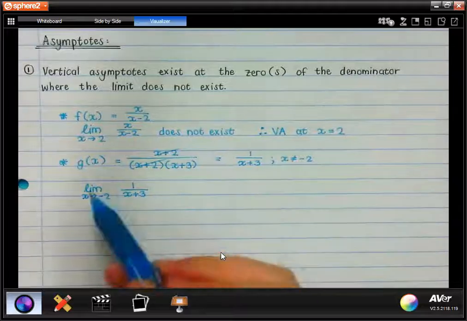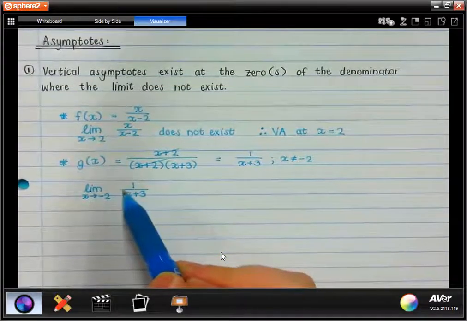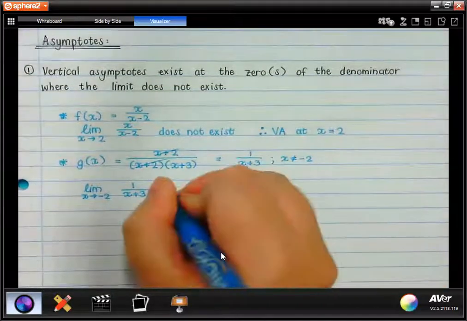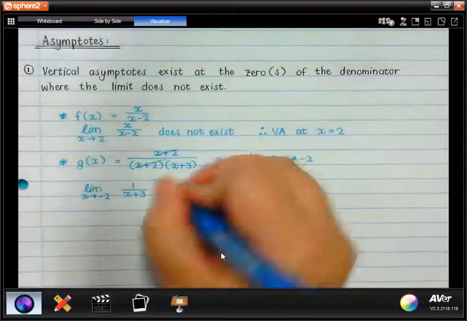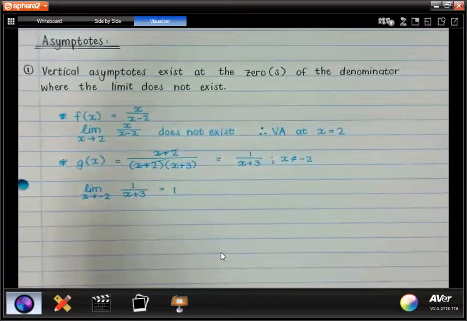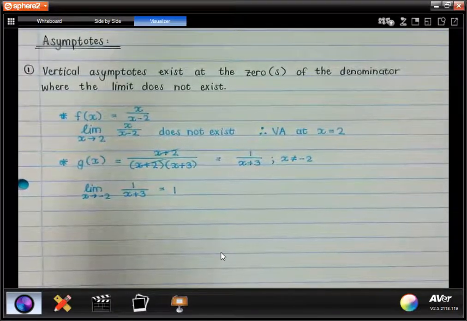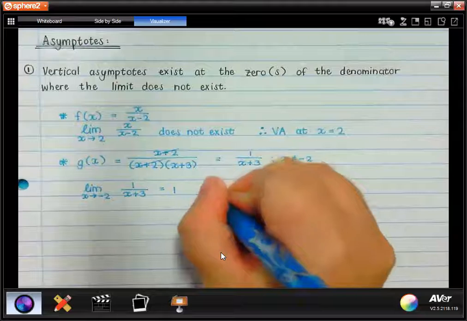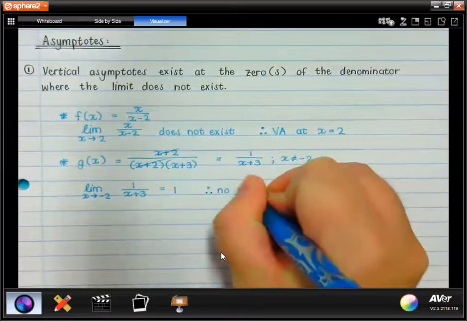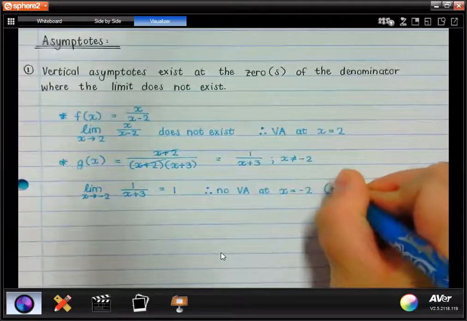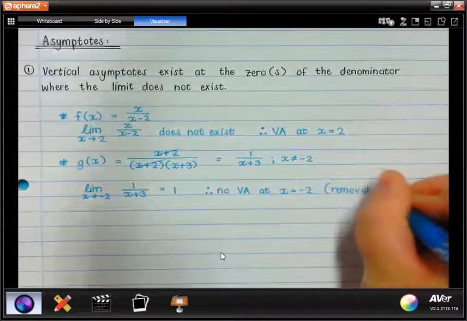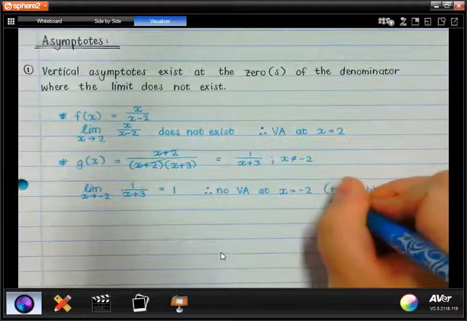Now, does this limit exist? Can I sub in -2 there? Yes, and it will actually give me a value. It's going to be 1 over -2 plus 3, which is also 1. So this limit is 1. So it is a 0 of the denominator, but the limit does actually have a value. It does exist as we tend towards that point. So here we have no vertical asymptote at x equals -2. And let's put in brackets, it's actually going to be a removable discontinuity.